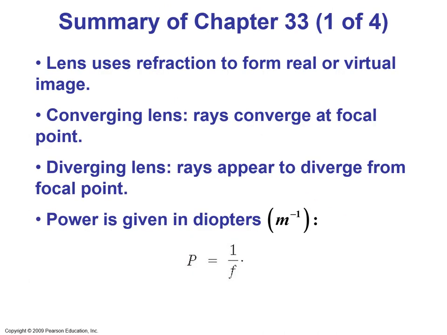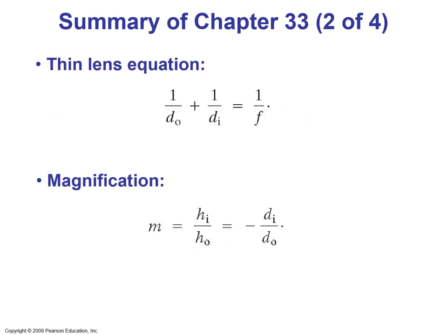Summary of chapter 33. A lens uses refraction to form a real or virtual image. Converging lens, rays converge at the focal point. Diverging lens, rays appear to diverge from the focal point. Power is given in diopters, inverse meters. P is equal to 1 over F. The thin lens equation is 1 over DO plus 1 over DI is equal to 1 over F. Magnification is defined as M, the ratio of HI divided by HO, that is equal to minus the ratio of the distance of the image from the lens over the distance of the object from the lens.